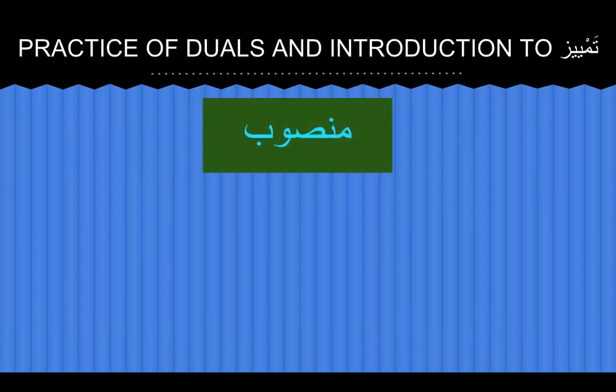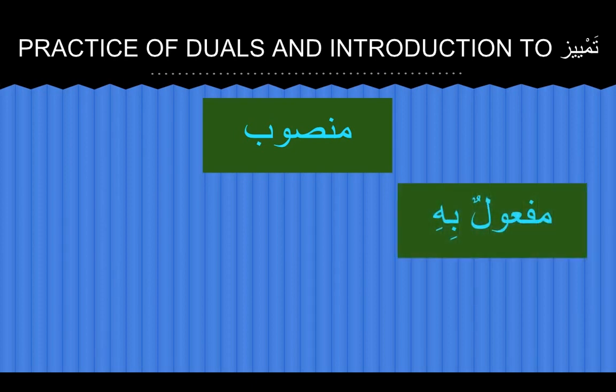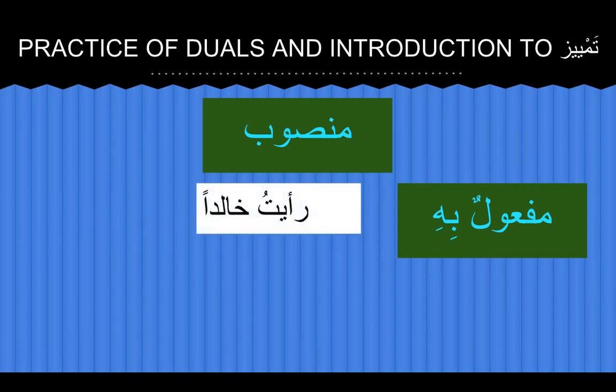So we know every noun can be either in the state of marfu, mansoob, or majroor. We've learned about marfu, we've done majroor, and we've done a few of the mansoob forms. The most common reason why a noun can be mansoob is maf'ulun bihi. That means when it becomes an object of a verb. For example, if you say ra'aytu, I saw what? We say khalidan, I saw Khalid. So khalidan is mansoob. We know that is an object. He is not a doer, but he is a receiver.